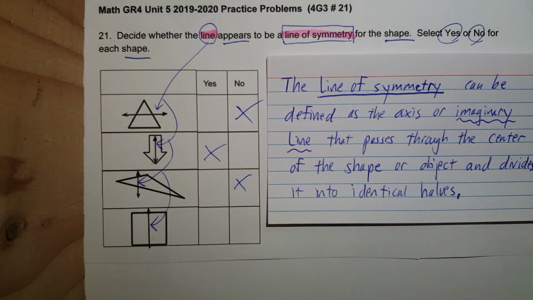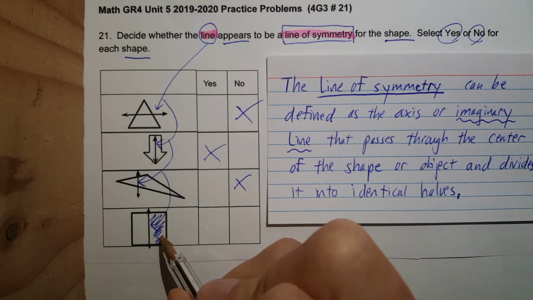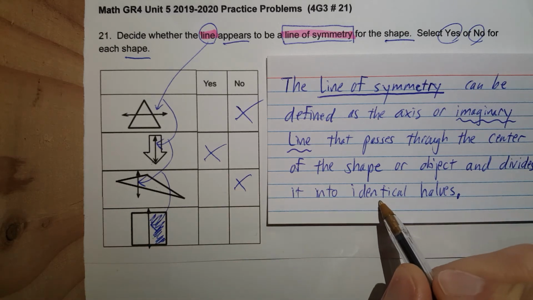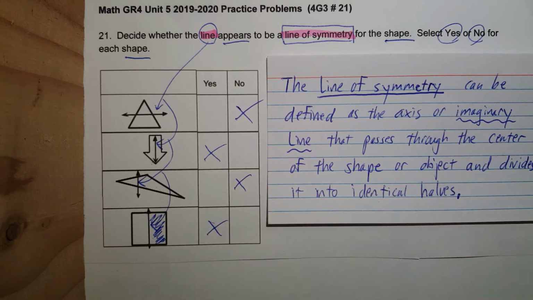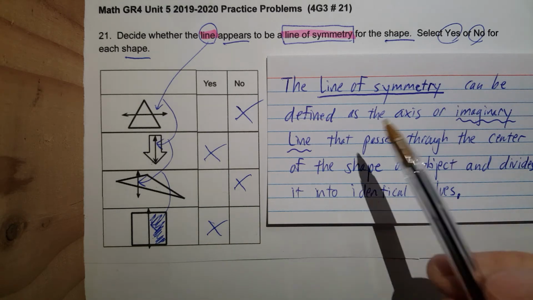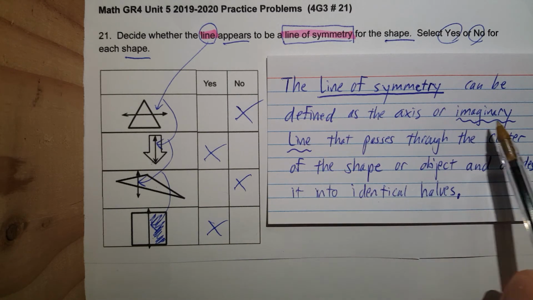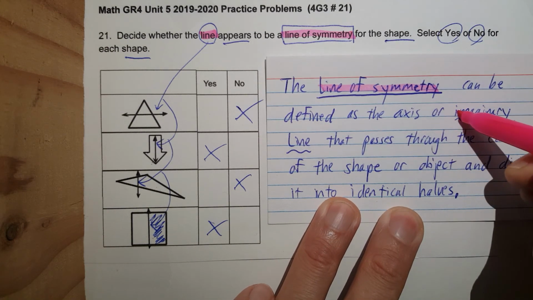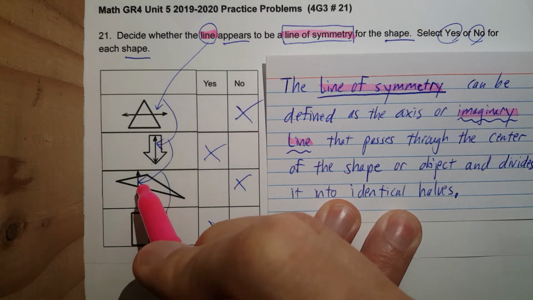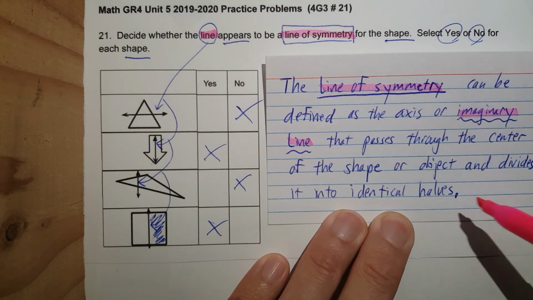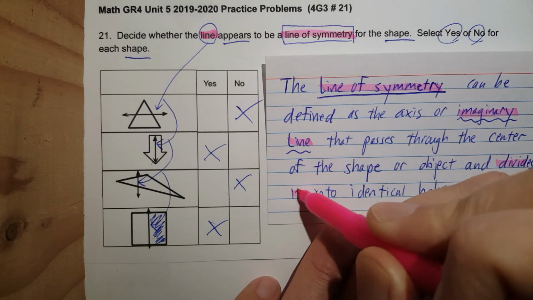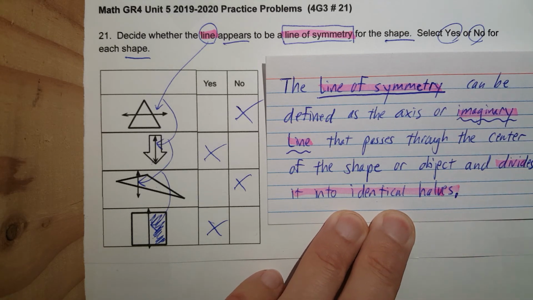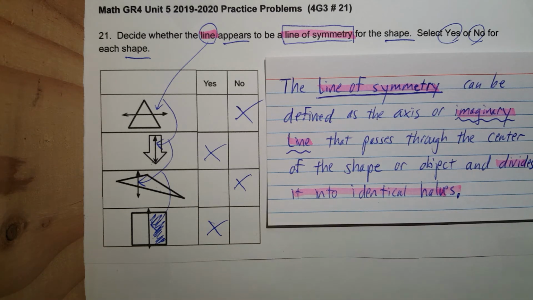And then this one, we have a square. And squares are pretty straightforward. They have the line of symmetry right down the middle. If we take this side right here and fold it over, they will be identical halves. So this would be yes. Okay? So if you know what a line of symmetry is, just simply by defining it, let's pop out keywords. A line of symmetry. There's an imaginary line. On this one, they actually drew the lines. Okay? But it divides it into identical halves. That's very, very important.